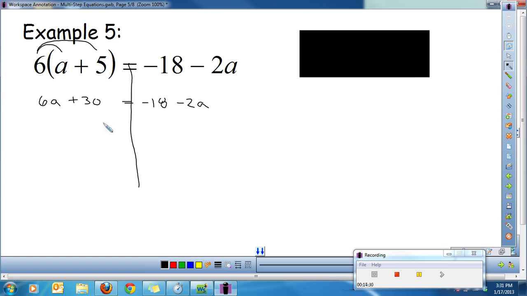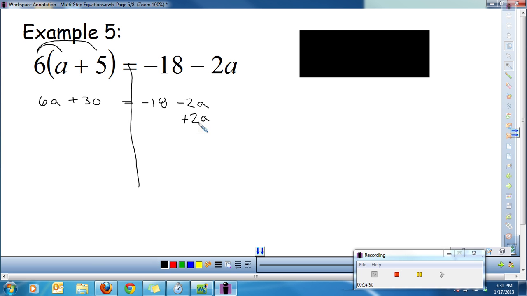Our next goal is to get our variables together. You should notice that I have an a over here and an a over here. I can't just combine them because they're not on the same side. I have to move them back and forth. You can move this over here or you can move this over here. It does not matter. So I'm going to move the negative 2a to the other side by adding 2a.